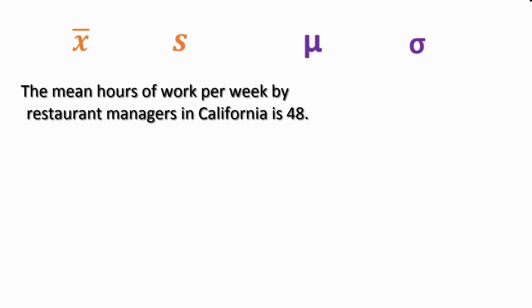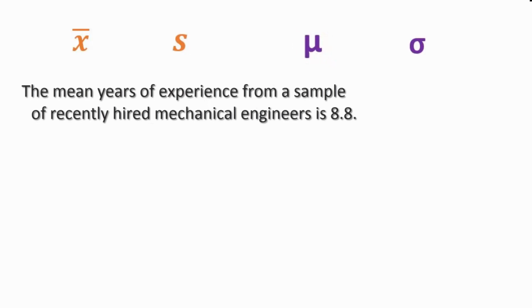The mean hours of work per week by restaurant managers in California is 48. Somehow all of these were obtained and a mean reported. This is the population parameter, the population mean, mu. The mean years of experience of a sample of recently hired mechanical engineers is 8.8 years. This is the mean of only a sample of recently hired engineers, therefore this is X bar, a statistic.